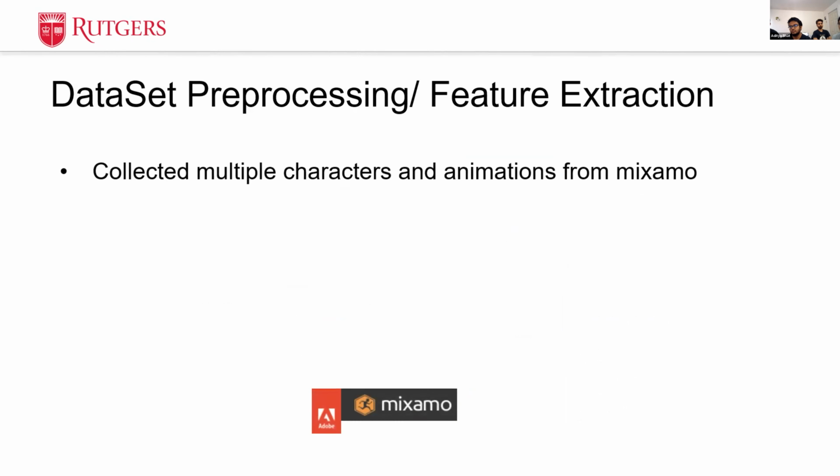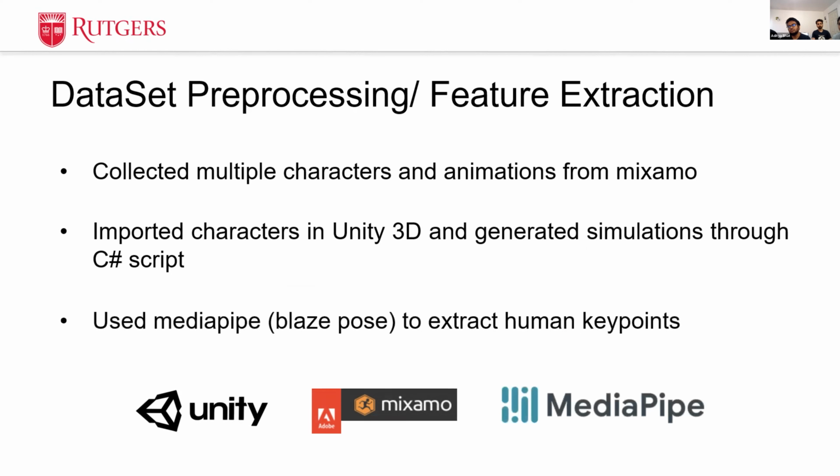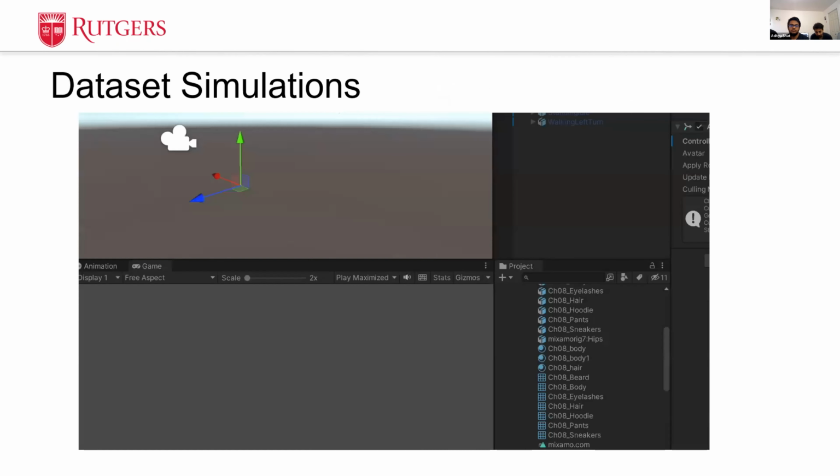Speaking about our data pre-processing, we collected several characters from Mixamo by Adobe and imported them to Unity 3D to generate the simulations through a script. For the key point extraction part, we used MediaPipe. Now, Prashant would like to talk more about dataset simulation.